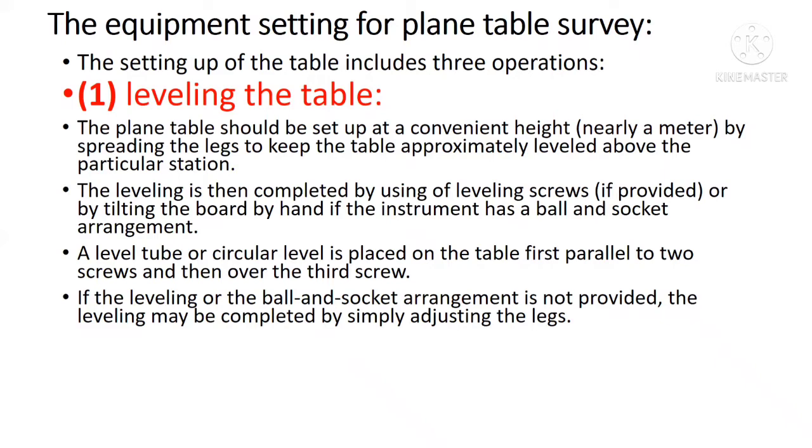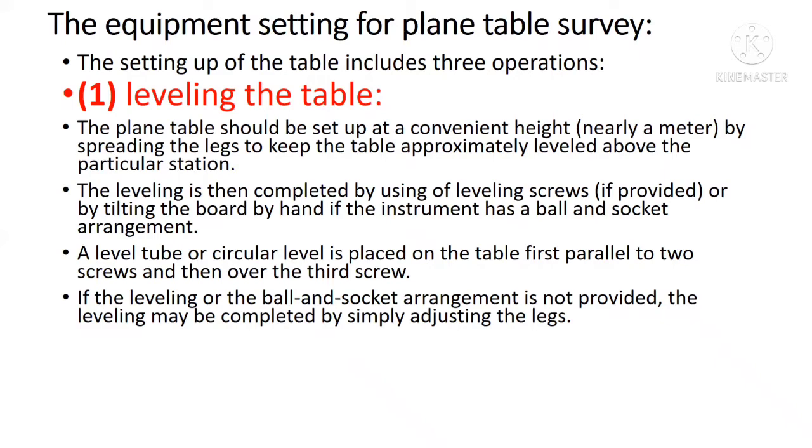Now the second is a level tube, which has the bubble. You can place it on the table first parallel to two screws, and then over the third screw. It means once you place it parallel and once perpendicular, in two orientations, and if the bubble still remains in the center position, you can come to the conclusion that the leveling of the table has been set.